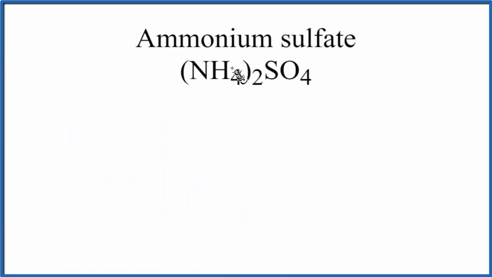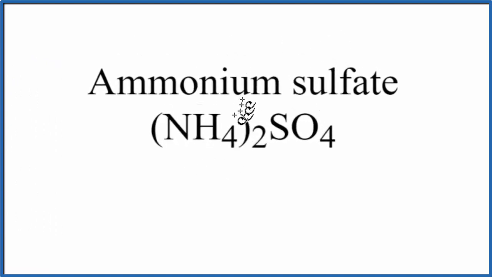NH4 is known as the ammonium ion. The entire ammonium ion has an ionic charge of 1+. We just write plus usually. This is called the sulfate ion, SO4. The whole thing has an ionic charge of 2-. So we have two of these positive charges here. That balances out the 2-, and it gives us a net charge of 0.